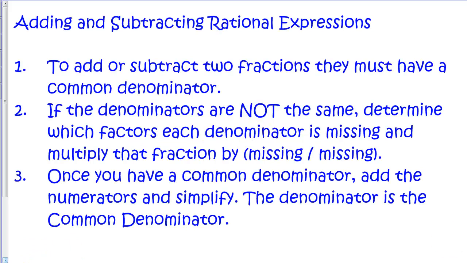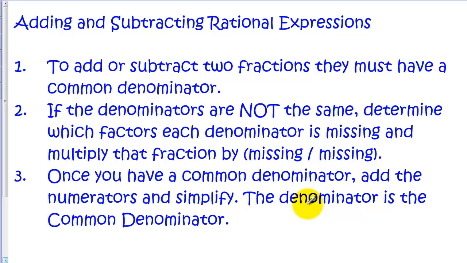When we're adding and subtracting rational expressions, the most important component is that we must have a common denominator before we can add two fractions. If the rational expressions already have a common denominator, then we jump straight down to step 3 and add the numerators, the tops, and simplify. But we don't add the denominators, we just take one copy of the common denominator.